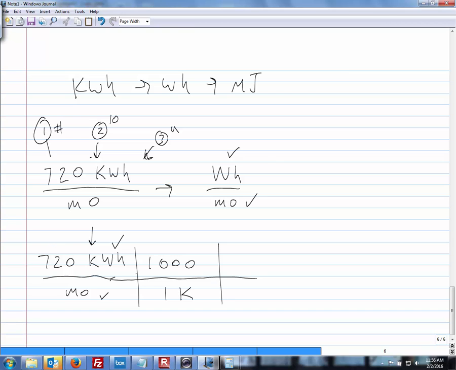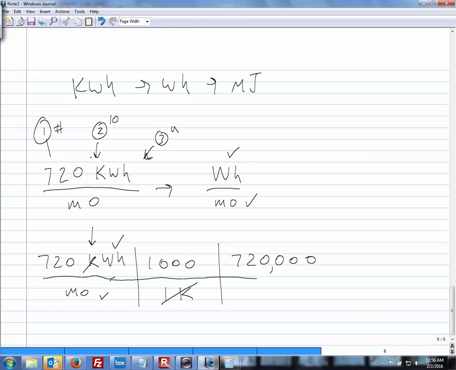So the 720 and the 1,000 are part of problem 1, so we're just going to multiply those together. 720, 0, 0, 0. No problem. The K's, so we've taken care of problem 1. We've taken care of the arithmetic. The K's are going to disappear. We've taken care of our power of 10. So problem 2 is now solved.